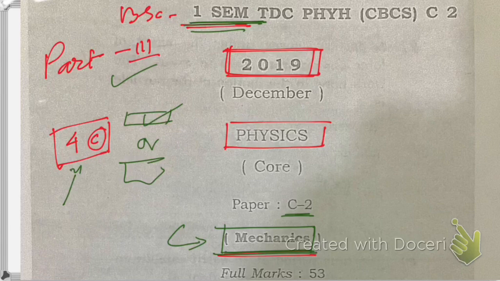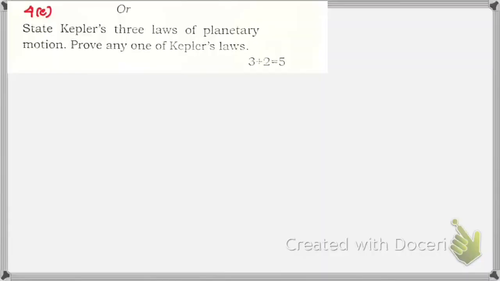Okay, so let's start. So this is question number 4. Here you can see "or", there was another part which was already solved in part 2. So I will provide the link of part 2 in the description box. Okay, so here you see, state Kepler's 3 laws of planetary motion. Prove any one of the Kepler's laws.